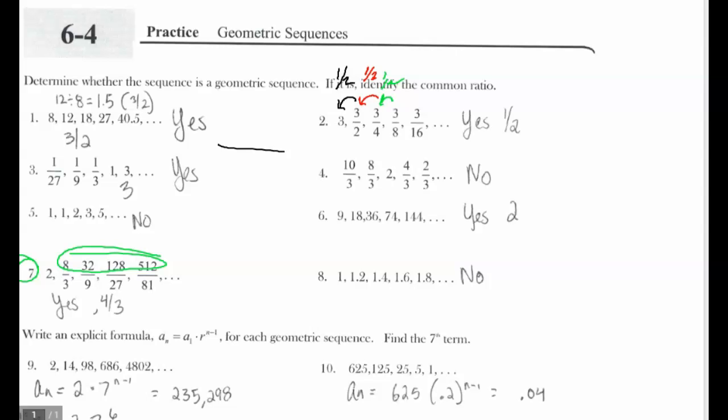512 divided by 128 is 4. 128 divided by 32 is 4. 32 divided by 8 is 4. 8 divided by 2, 4. These down here, 81 divided by 27, 3. 27 divided by 9, 3. 9 divided by 3, 3.